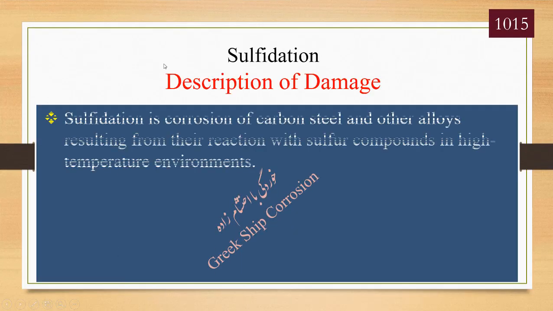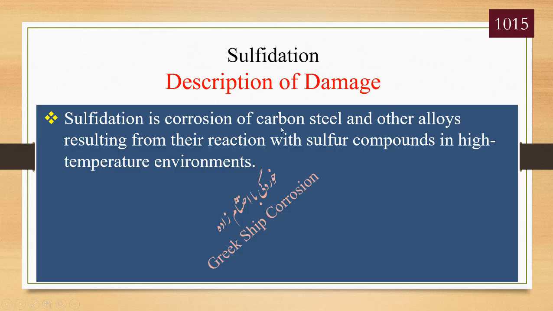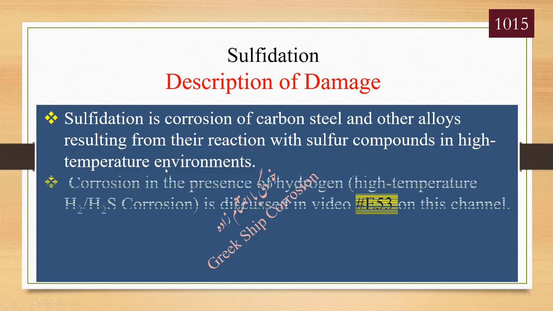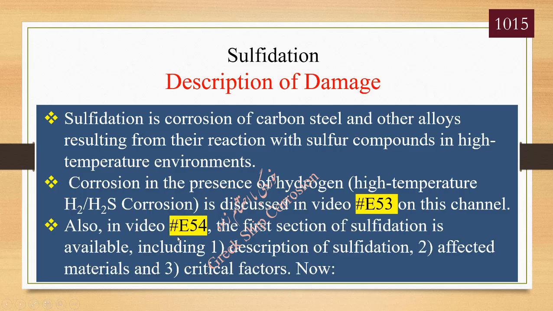Description of damage. Sulfidation is corrosion of carbon steel and other alloys resulting from the reaction with sulfur compounds in high-temperature environments. Corrosion in the presence of hydrogen, high-temperature H2/H2S corrosion, is discussed in video number E53 on this channel. Also, in video number E54, the first section of sulfidation is available, including: 1. Description of sulfidation, 2. Affected materials, and 3. Critical factors.